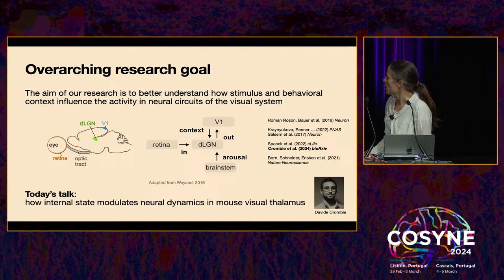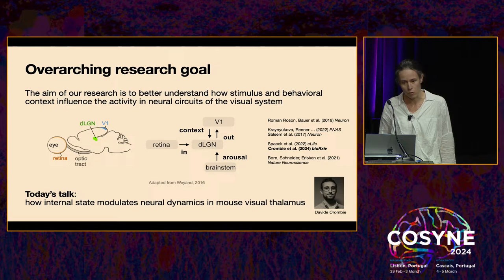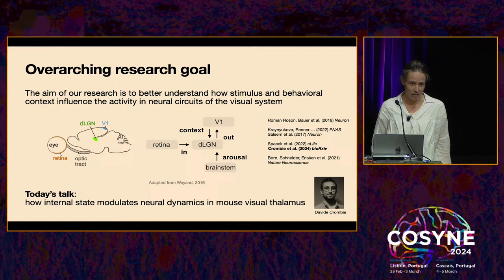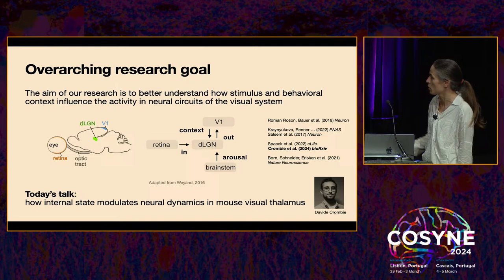Today, I want to show you one study that was conducted by a senior graduate student in my lab. His name is David Crombie, and he's so senior that he actually had his last day on Friday. He's packing his things and moving here because he's starting a postdoc with Zach Meinen. So what I'm going to show you is how internal state modulates neural dynamics in the visual thalamus.